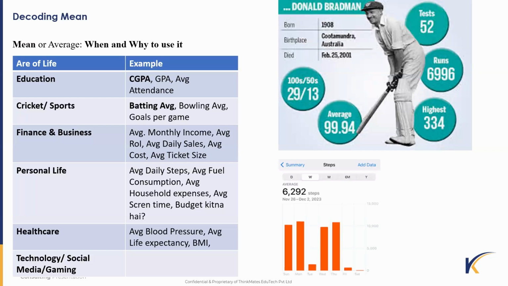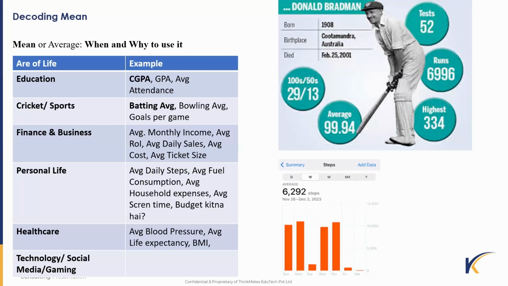A in CGPA is nothing but average. The score you get every semester, what is that? It's a cumulative average. Cumulative grade performance average. Cricket. In sports, we measure batting average, bowling average. In football, we measure goals per game. What is that? It is to assess the performance of a batsman or a bowler.